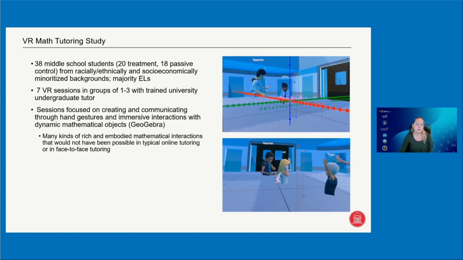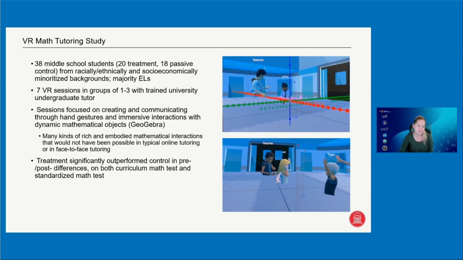Looking across these sessions, we found many kinds of rich and embodied mathematical interactions that would not have been possible in typical online tutoring or face-to-face tutoring. We found the treatment significantly outperformed the control in pre-post differences, both on the curriculum math test and on the standardized math test. But there are 2 important caveats to this. There were still lots of technical problems with getting the VR to work well on a school internet, and we had a weak control group for this study. Our control group received other kinds of activities in VR that weren't mathematics.